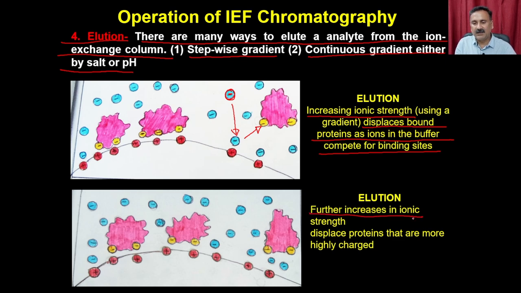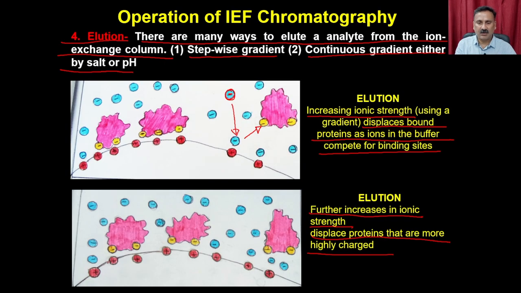If you further increase the ionic strength, the displaced proteins are more highly charged, so it's going to be in proportion to the charge of the protein. Initially, when I supplied a low amount of ions, only the two-charged proteins are going to be eluted, but when I supply a greater amount of charge, the three- and four-charge containing proteins are also going to be eluted.